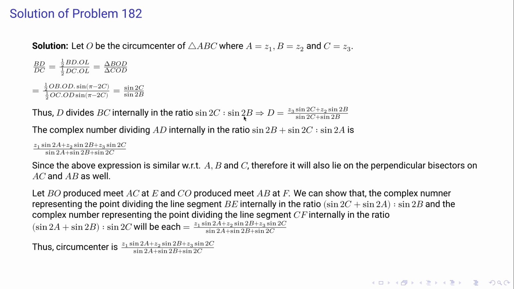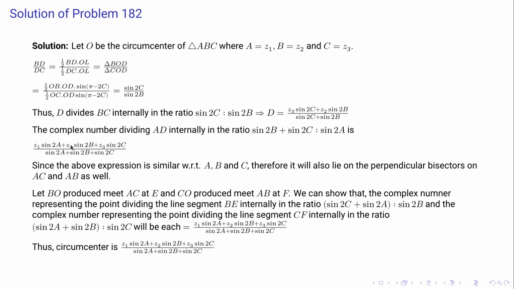Now looking at the required formula for the circumcenter, we arrive at a ratio sine 2B plus sine 2C is to sine 2A, which will give us the required formula. This we can figure out by observation. So once you figure out this ratio, the circumcenter is quickly derived here.